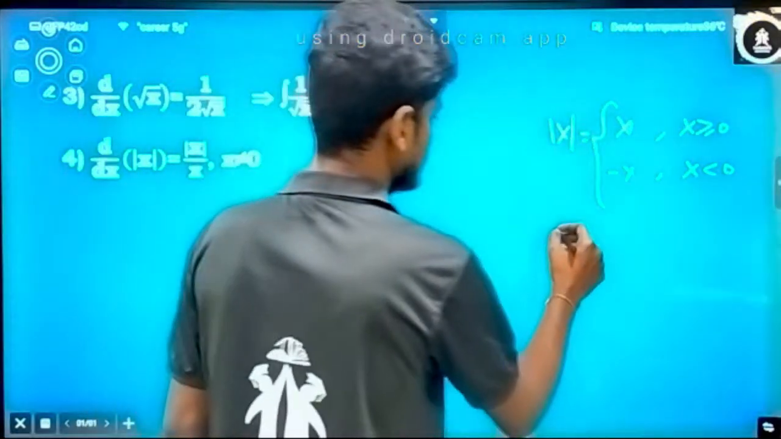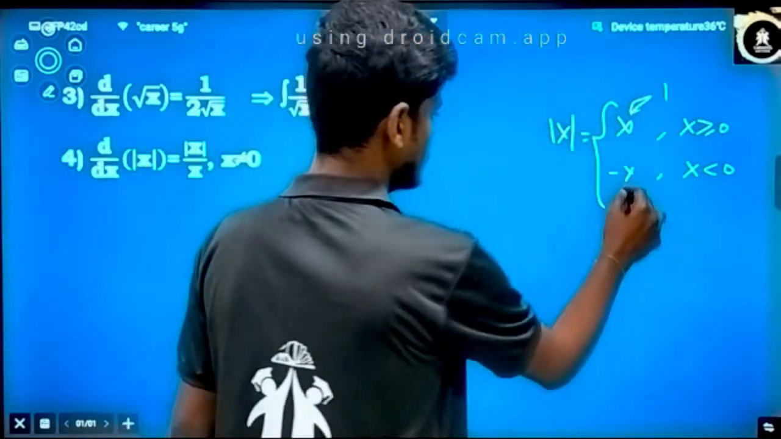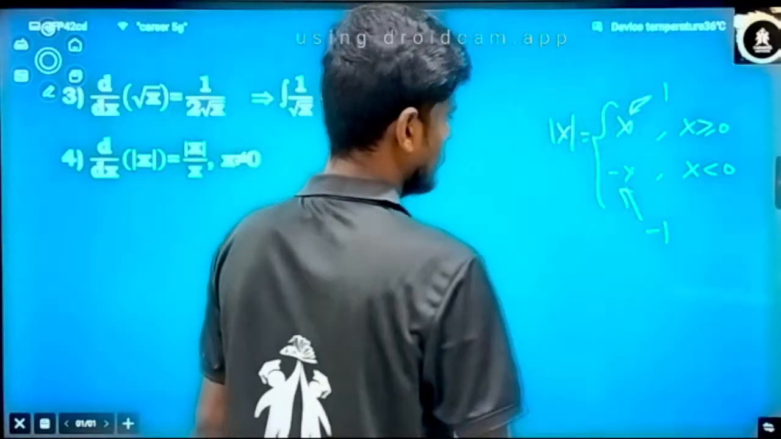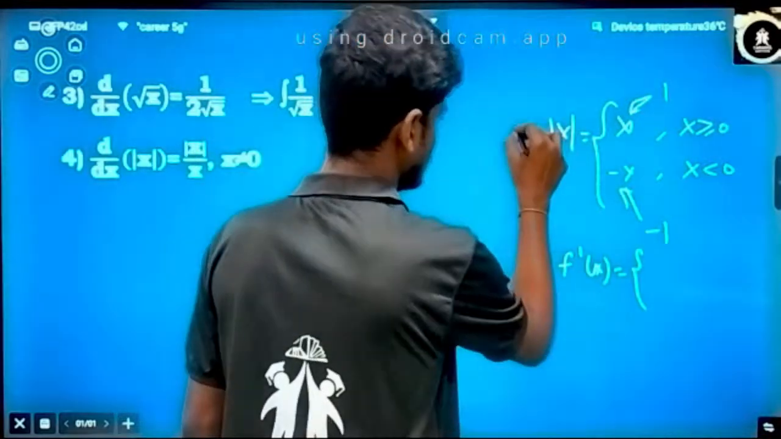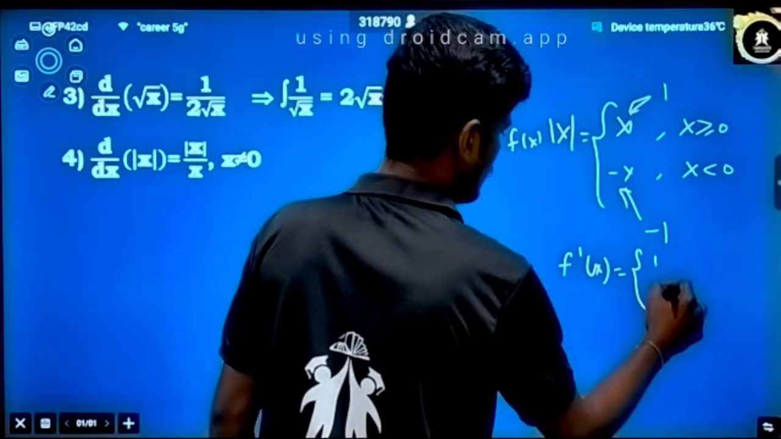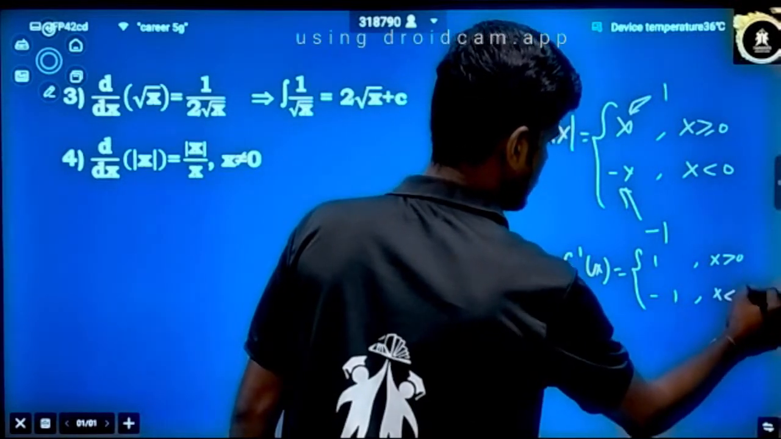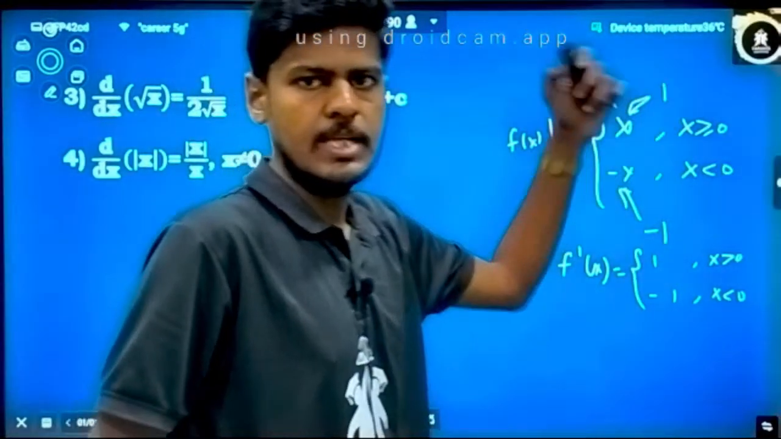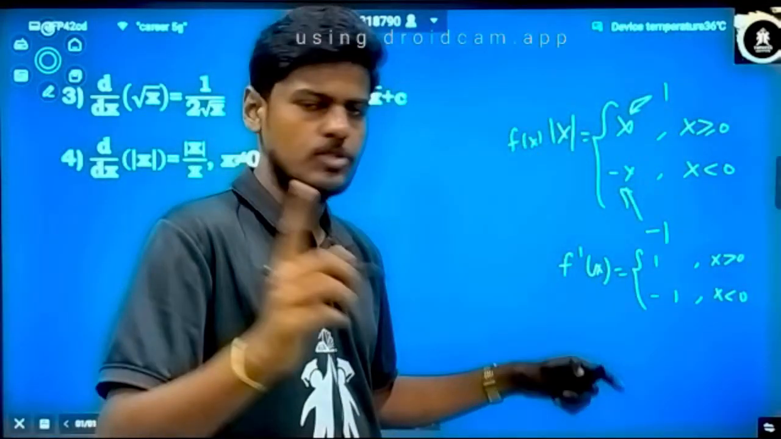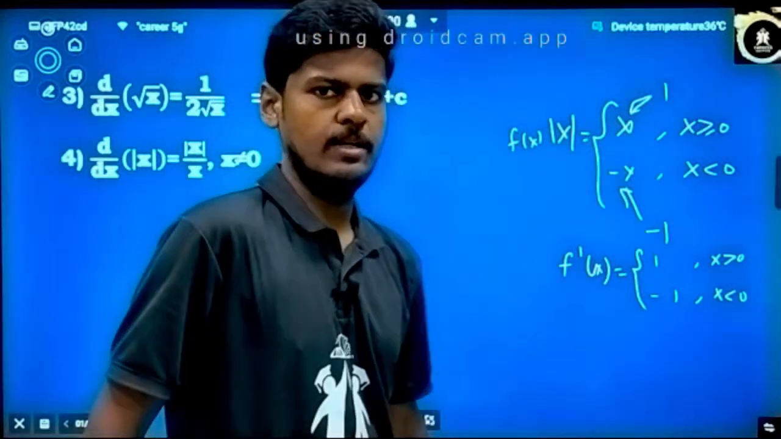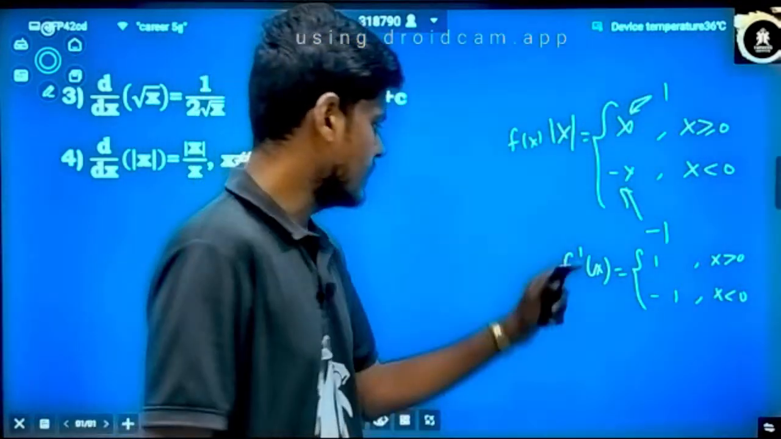Now if you have to differentiate this, differentiation of x is 1 and differentiation of minus x is minus 1. This is f dash of x. This will be f of x. So this value is 1 or minus 1 where x is greater than 0 and x is less than 0. At 0 its value is undefined. We can't differentiate at 0. That's why we always have to write in open interval, x greater than 0 and x less than 0, when we are differentiating a continuous function.